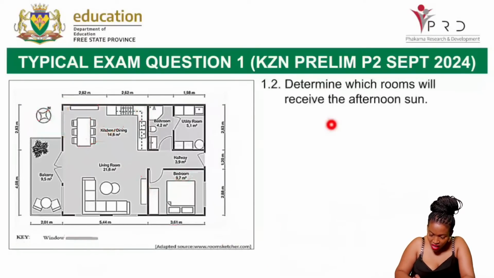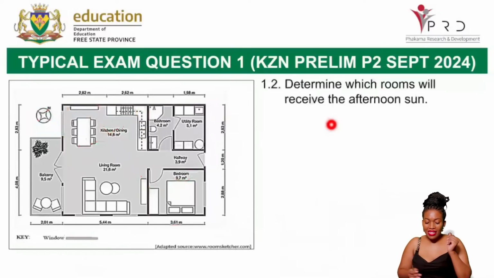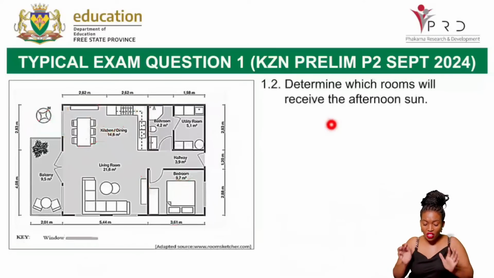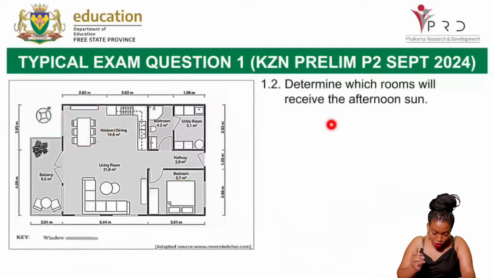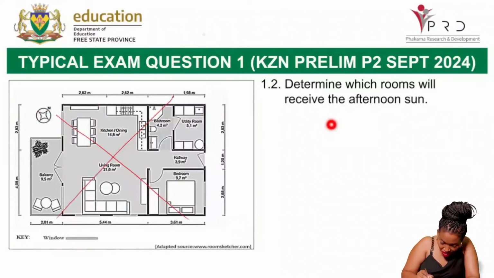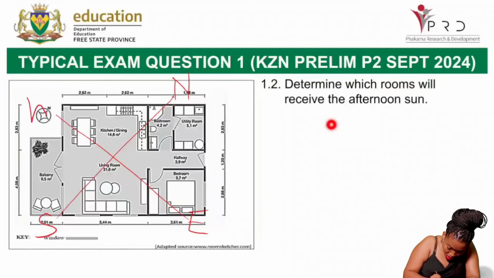1.2, determine which rooms will receive the afternoon sun. When we talk about the rooms that are receiving the afternoon sun, in Maths Lit we always say that the rooms that will receive the afternoon sun, especially in winter, are the rooms that are on the northern side. So we are going to take this compass direction of ours and redraw it here at the center of the house. And remember, this is our north. And we know that we must never ever smoke weed.